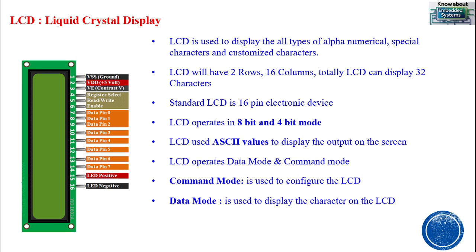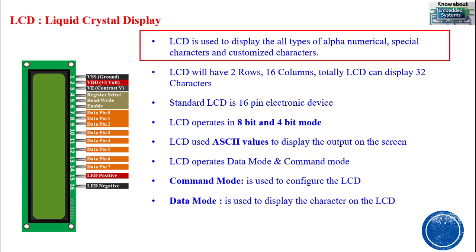You can see the first point here. LCD is used to display your output, whatever data it can be: numbers, characters, or your special characters and customized characters. So basically LCD is an output device and it is used to display all your embedded system parameters. So LCD full form is liquid crystal display.